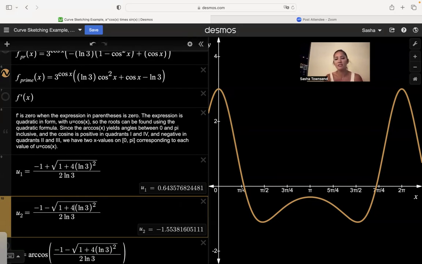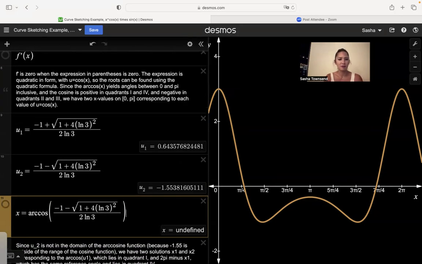Although if it was in the range from negative 1 to 1, we would actually have potentially 4 values of x that cause that equation to be 0 on the interval from 0 to 2 pi. Then we would add 2 pi as many times as we want to each of those numbers to get all of the possible solutions to that equation, f prime equals 0. So I say, okay, well, what's my first one? Well, I said, let's take the arc cosine of this number. I think I used u2, and it shows that it's undefined, which we can see.